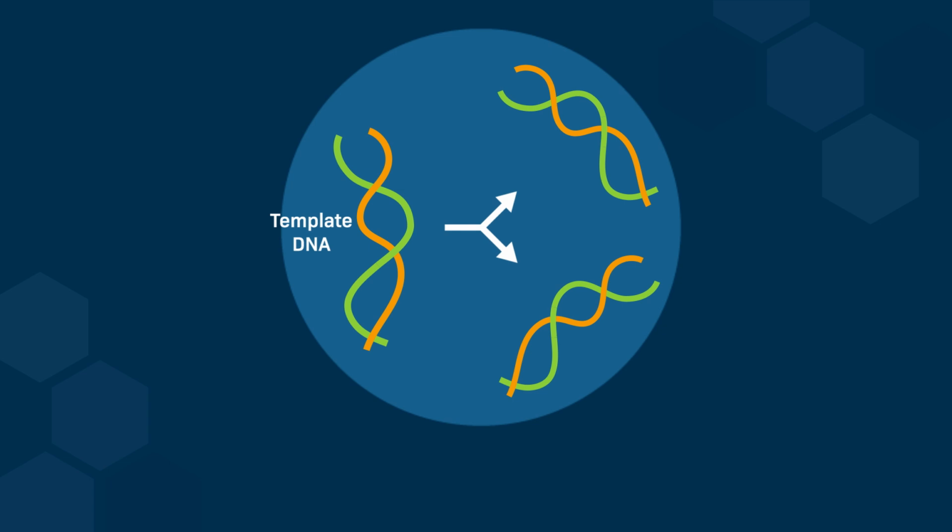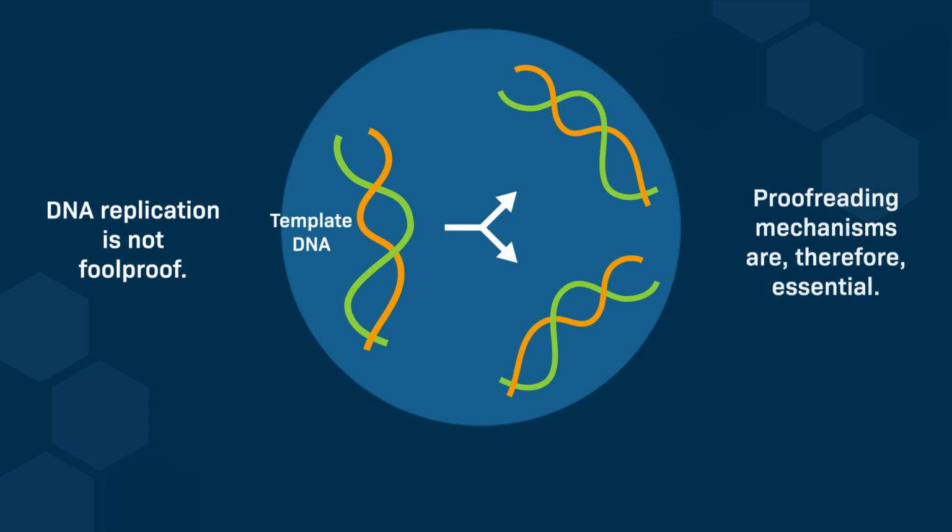Like any biosynthetic process, DNA replication is not foolproof. Errors can occur during the copying of information. Accumulating errors across many replication rounds could lead to a significant loss of genetic information. Therefore, proofreading mechanisms are essential to maintain the accuracy of DNA replication.